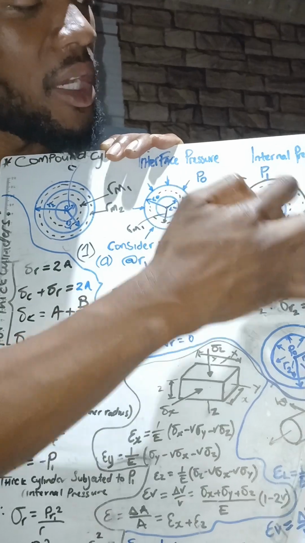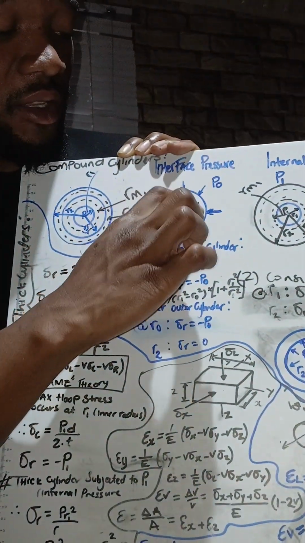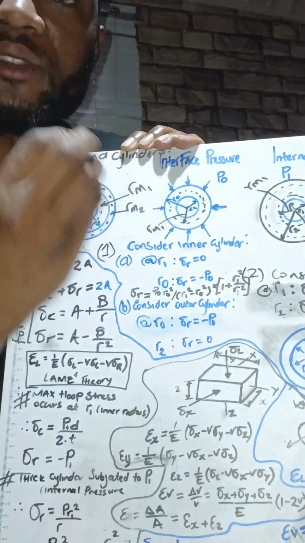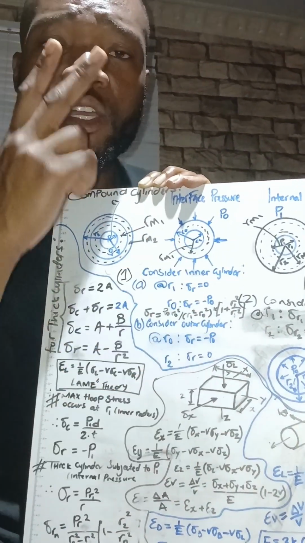Then you move to the second radius, which is the common radius between the inner and the outer, this one dotted inside. You must find the stresses at that point too. So there must be two stresses at each and every point you analyze: circumferential and radial.